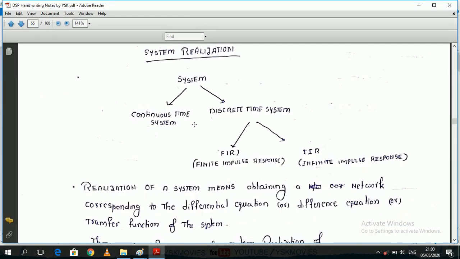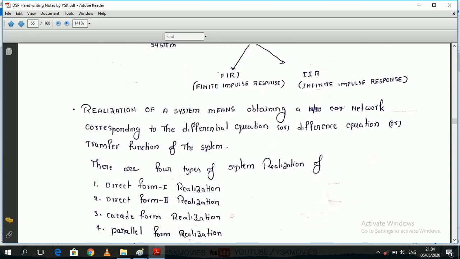First, systems: continuous time systems and discrete time systems. By studying digital signal processing, we are gradually ignoring continuous time systems. We are mostly familiar with digital signal processing only and discrete time systems. Again, there are two types: finite impulse response and infinite impulse response. So what is system realization?